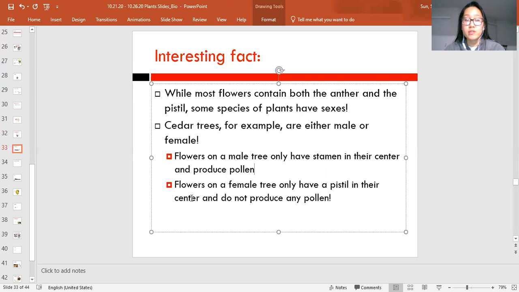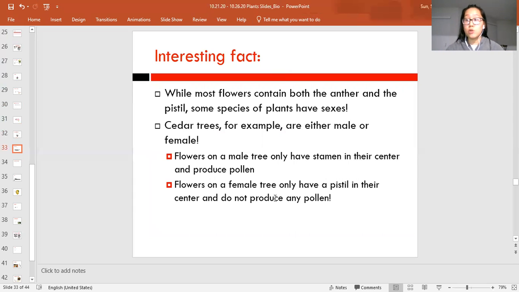And then some trees are only female. So the flowers on the female tree have no anthers, but only have that single pistil in the center. And they're the ones that actually produce fruit. Okay, cedar are a wintergreen tree though, so they're not producing a fruit like an apple like you would think. They're more producing like a nut or like a pine cone kind of fruit that has their seeds in it and can get dispersed somewhere else so that they can go into the ground and grow.